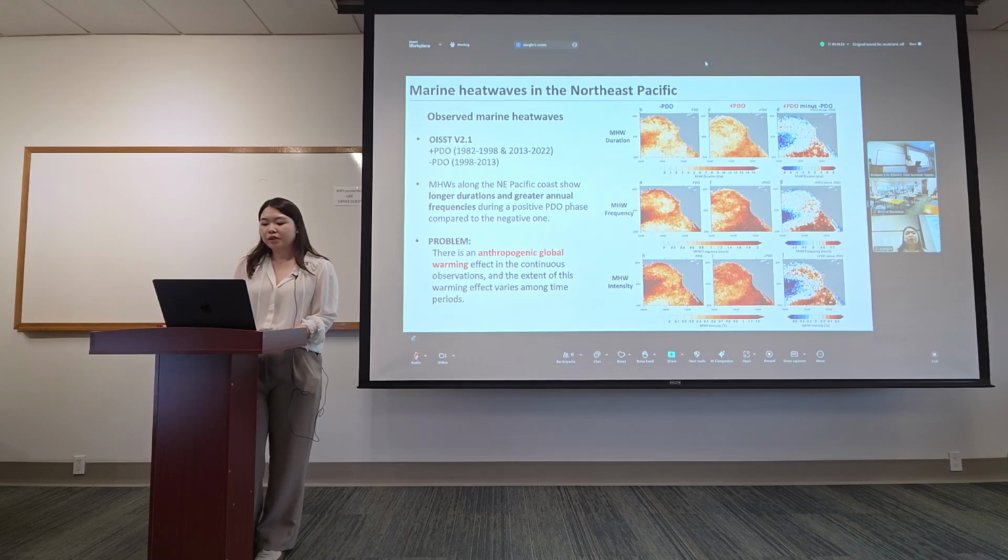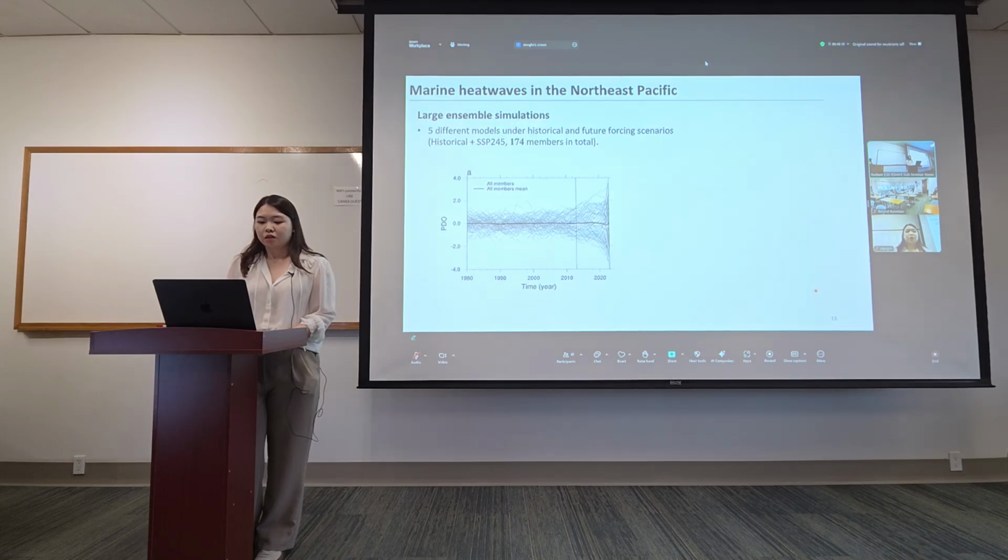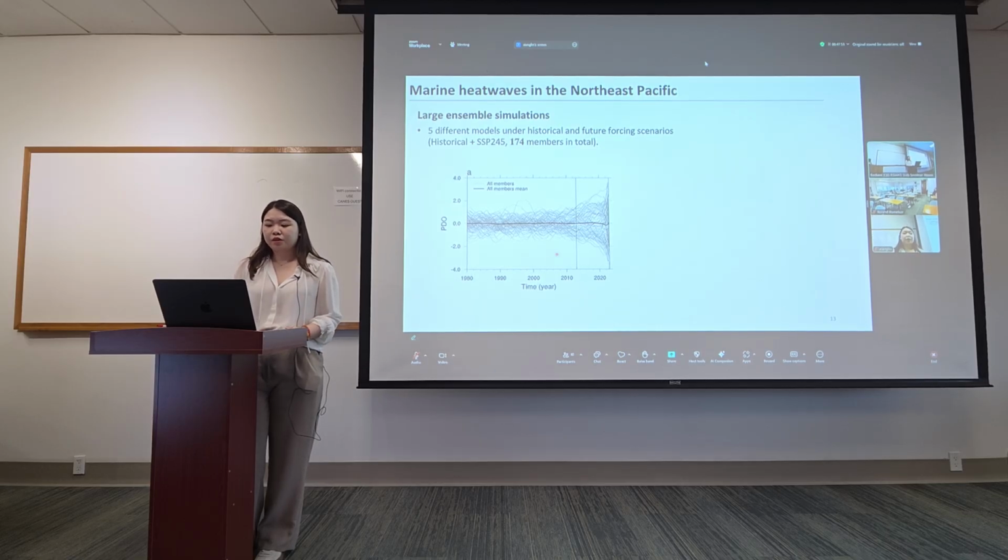Because of this, we need the large ensemble simulations from climate models to eliminate the background warming and isolate the PDO effect. Here I use 5 different climate models from CMIP6, under the historical and future forcing scenario SSP245. In total, I have 174 ensemble members. For each ensemble member, we calculate the PDO index. As you can see on the left, the average across all members is shown as the thick black line in the middle.